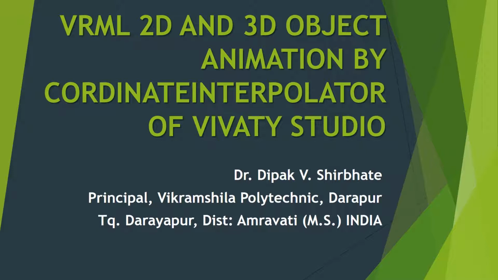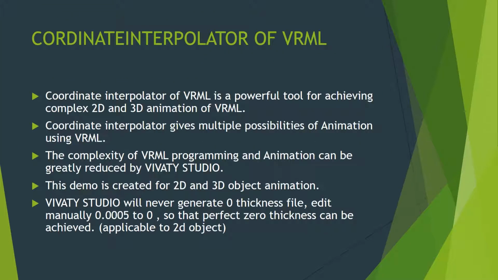Today I'm going to demonstrate VRML 2D and 3D object animation by the coordinate interpolator of Vivati Studio. The coordinate interpolator of Vivati Studio is a powerful tool for achieving complex 2D and 3D animation of VRML. It gives multiple possibilities of animation using VRML, that is, virtual reality modeling language. The complexity of VRML programming and animation can be greatly reduced by Vivati Studio.